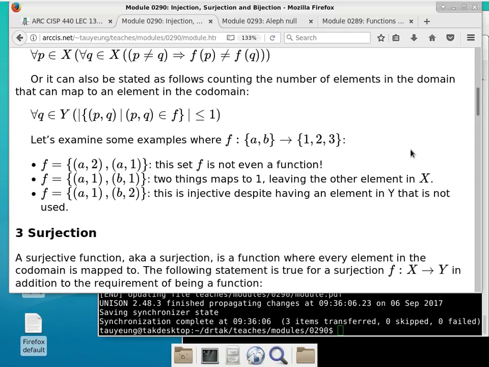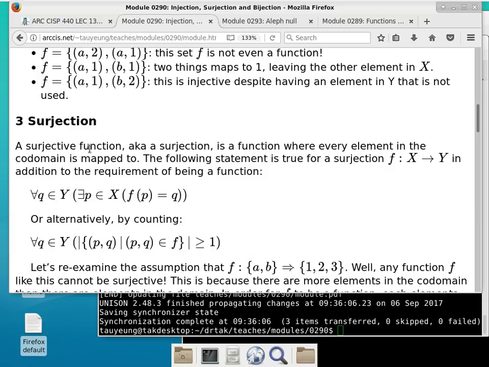Surjectiveness is seeing things from the codomain's perspective. A surjective function, also known as a surjection, is a function where every element in the codomain is mapped to. In other words, you're using everything in the codomain. That's the only requirement to be surjective. In English, it's relatively easy to say, right? Everything in the codomain is mapped to from the domain. So how do we say that using mathematical symbols?